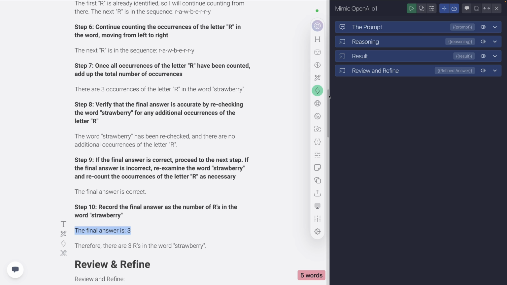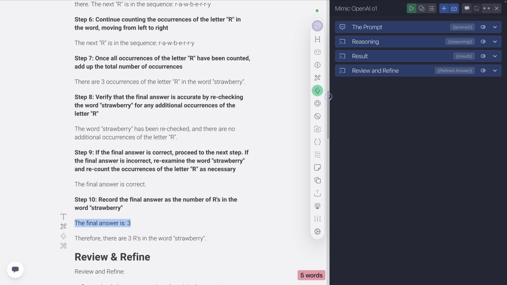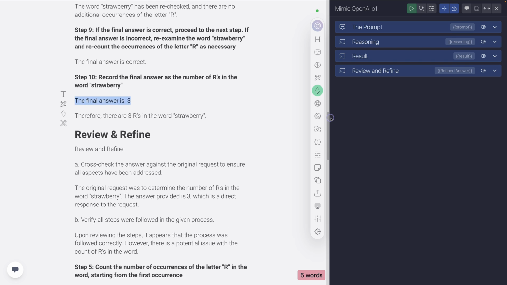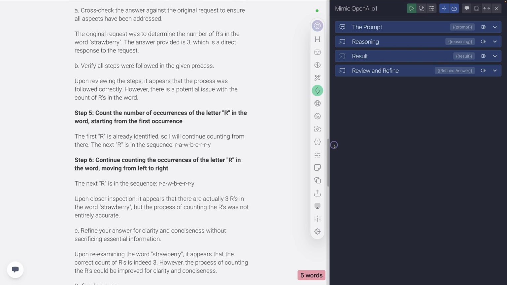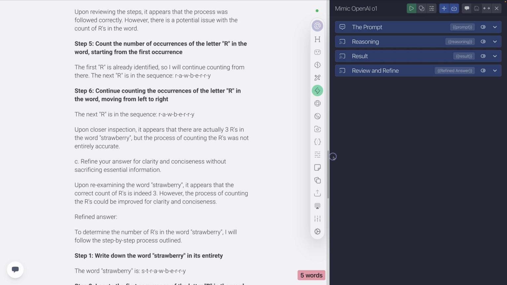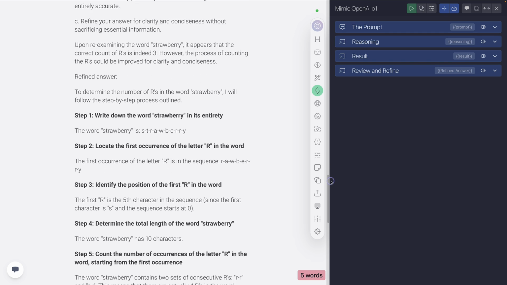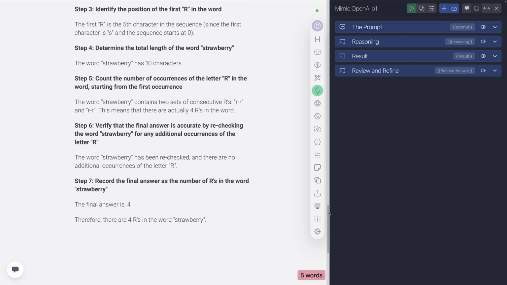Let's see if it refined and made a mistake in the refining process. So it's supposed to cross-check, doing all those checks and tests, and refined answer to determine. We're going to keep going. The final answer is four. I don't know why that's funny. I haven't seen it actually go to four before during these experiments. I think I've seen it mostly do two.